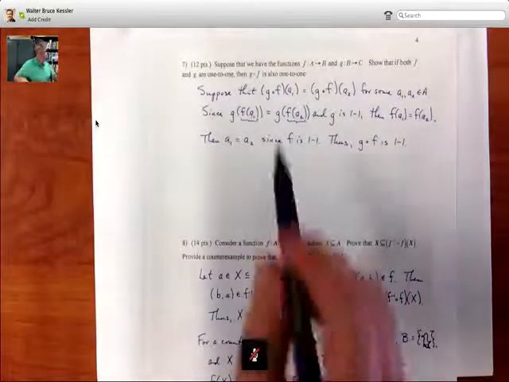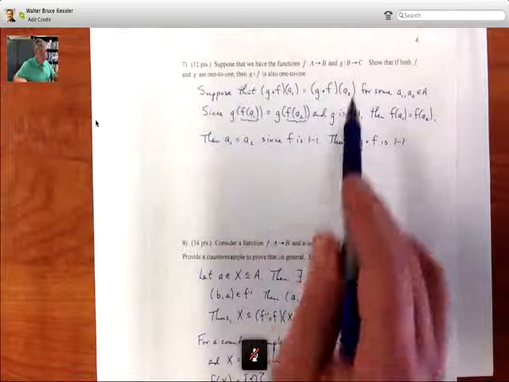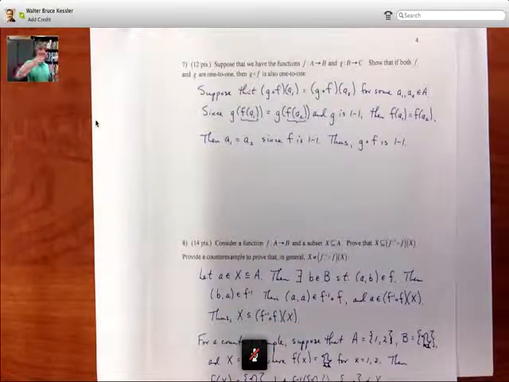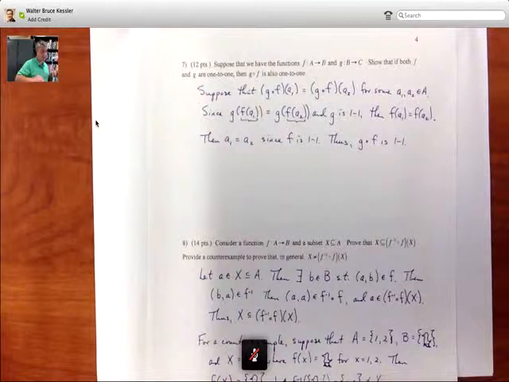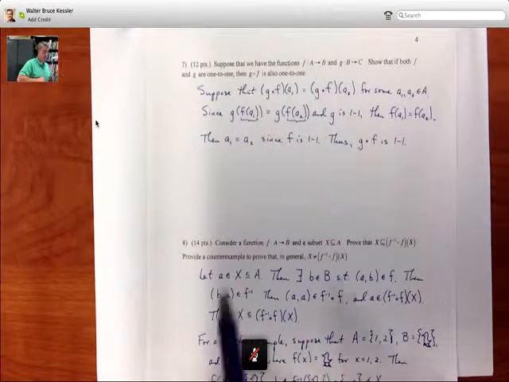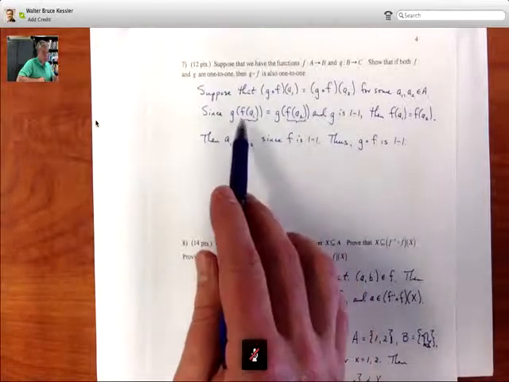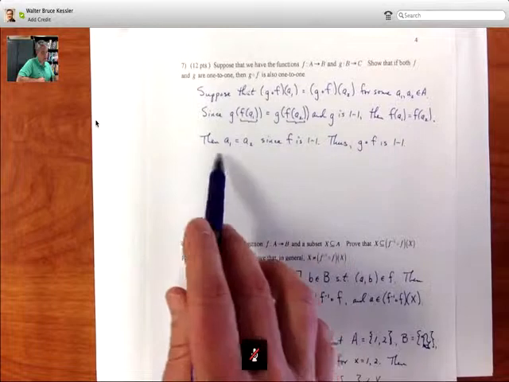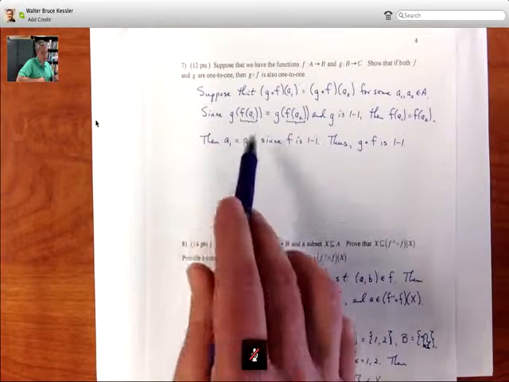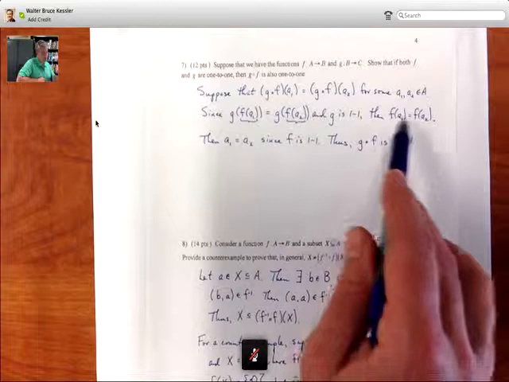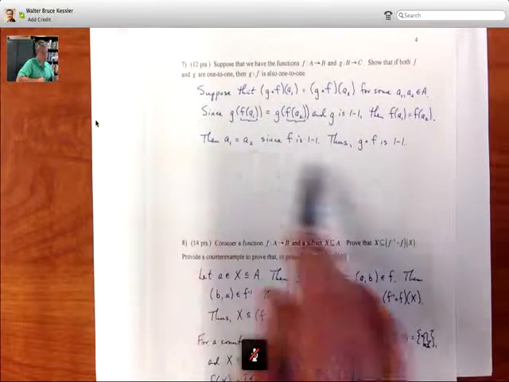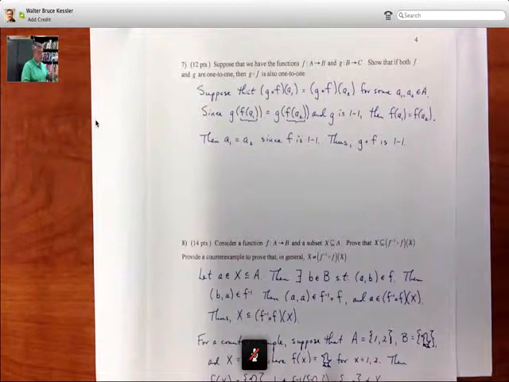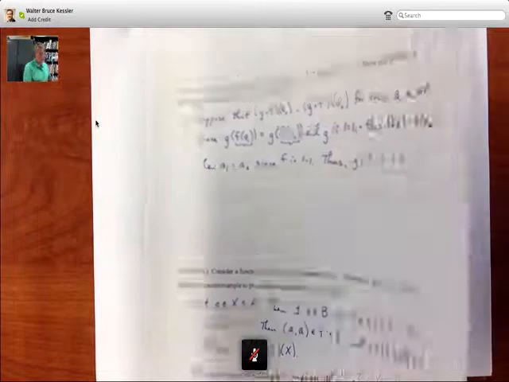So let's actually write those steps down. Suppose you've got this happening with two things with different labels. I didn't say they were different, but two things here with different labels. Then we look at g of f of a, and we see that since f is one-to-one, that forces a sub 1 equals a sub 2. And that's all you need to do to show that it's one-to-one. Okay?